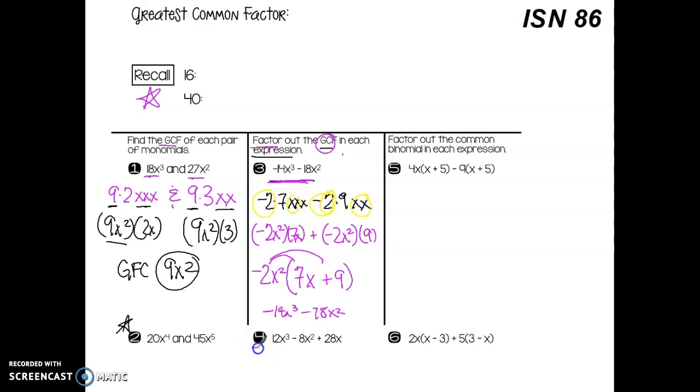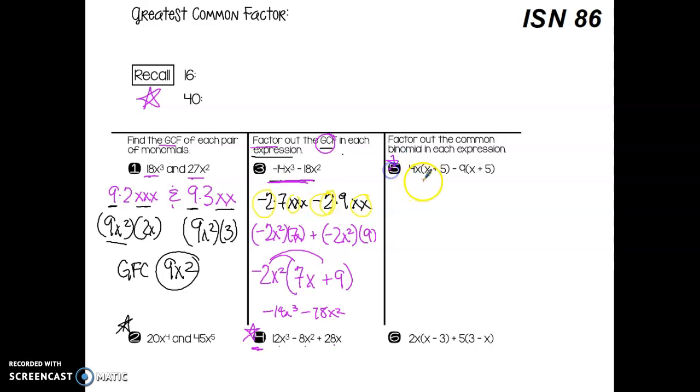Look at the numbers in number 4. What is going to be the greatest common factor that goes into all of those numbers? And then you need to recognize there's also a common x. Try that one on your own. Okay? These are still factors.